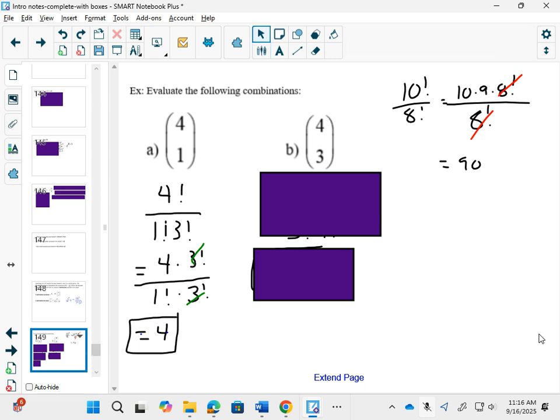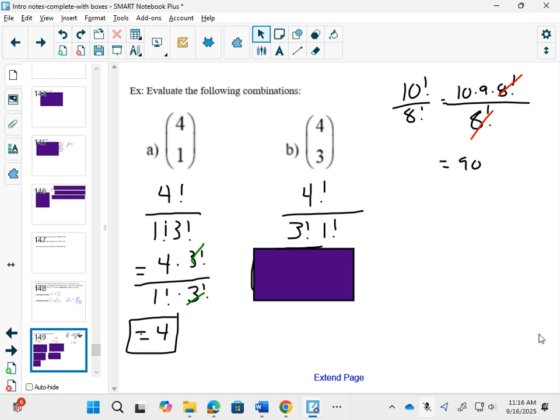Now, if you know 4 choose 1, you know 4 choose 3. Because every time I have 4 items, if I take 1 away, I'm left with a group of 3 left. So taking a group of 1 is always identical to taking a group of 3. This is easy to see when we look at the formula, because now I have 4 factorial and the bottom is 3 factorial and 1 factorial instead of 1 factorial and 3 factorial. It comes out to 4 again.